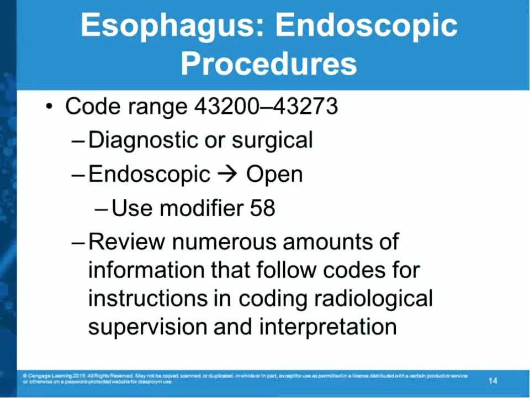And so as you're flipping through, you see a little picture of that under your code 43235. It gives you a nice picture of how that scope is all the way down there in your duodenum and how it goes through the stomach. That's a good visualization.